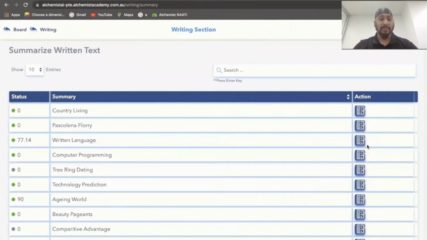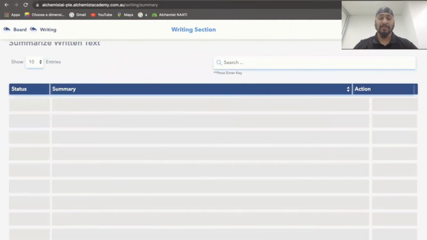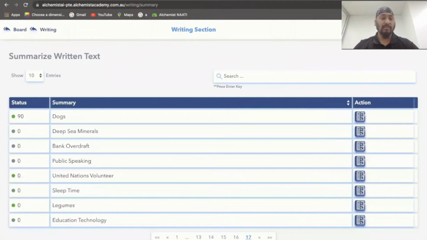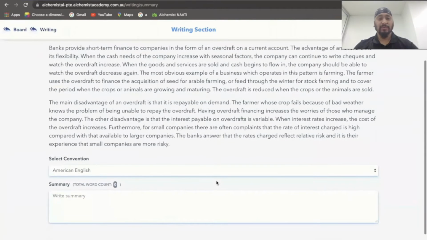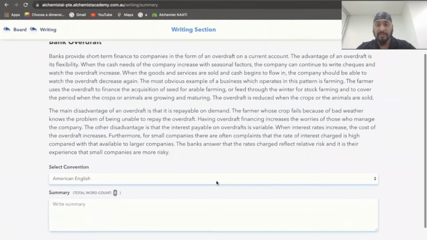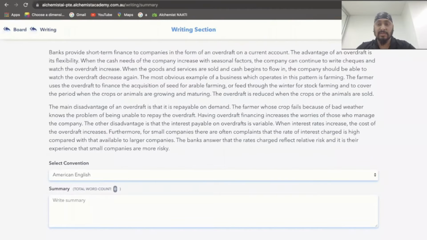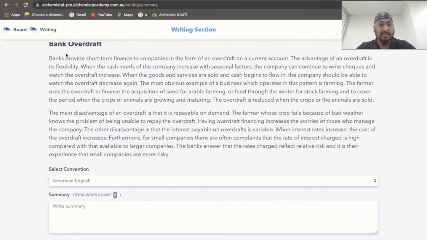So alright everyone, let's get going. Let's move into the question and let's start with the second summary that I was talking about. I would like to talk about this question here called bank overdraft. Let's have a look at it. Now the first thing that we should ideally do when solving this summary is quickly skim and scan the question. So in this case, let's have a look. It says banks provide finance, companies, overdraft, checks, overdraft, pattern, farmer, overdraft, being unable to repay, overdraft. Okay, so one thing I can tell you for sure is this is about overdraft. All right, let's start reading through it.